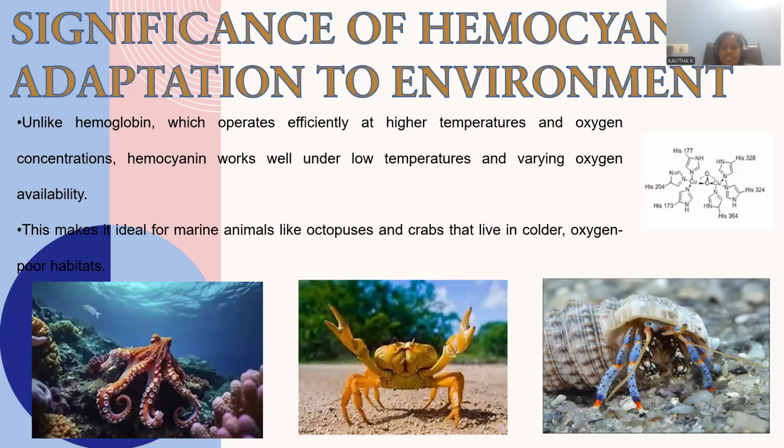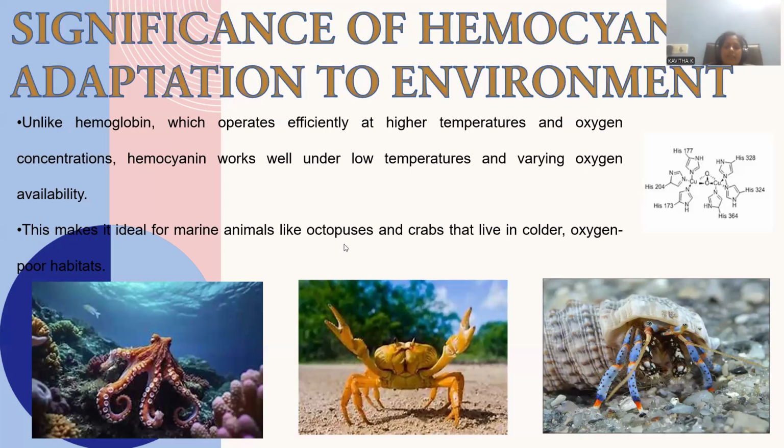It is optimizing itself according to the surrounding conditions. This is the way environmental adaptations are very crucial for effective oxygen transportation in invertebrate species by means of hemocyanin, right? This makes it ideal for marine animals like octopus and crabs, which live in very cold regions and oxygen-poor habitats.